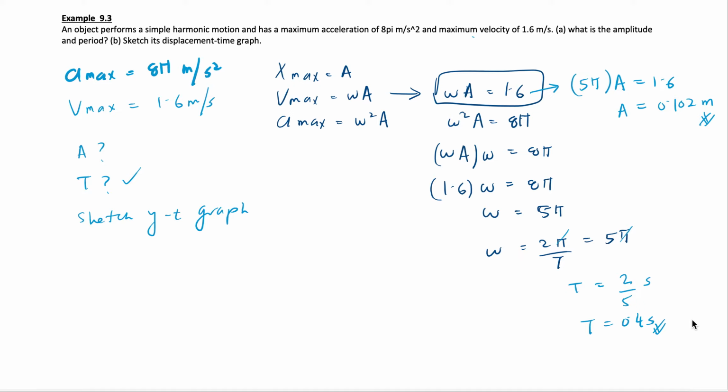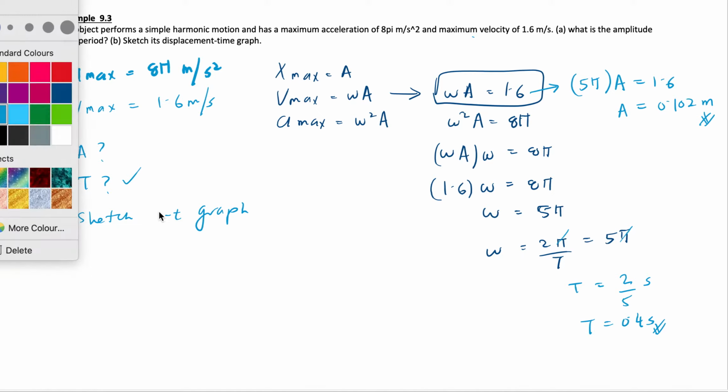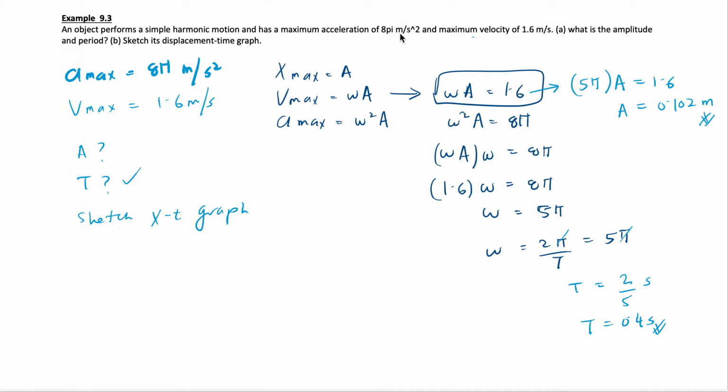Sorry, this is an XT graph, but it just means displacement. I made a mistake there. The equation didn't say if it's an XT or YT, so it's just a displacement graph. So let's just assume that it's a cosine. So my equation should be A cosine omega t, right?